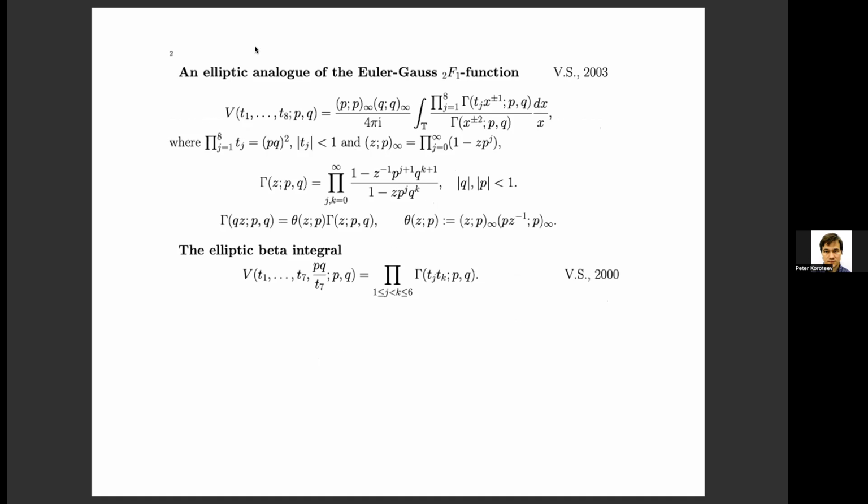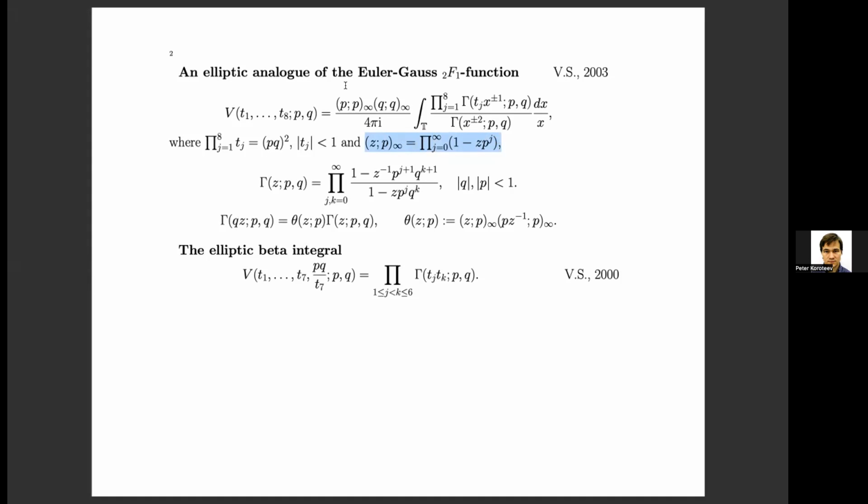Okay, I would like to start from an elliptic analog of the Euler-Gauss function, which has the following form. It is an integral over the unit circle, in the opposite direction, of the product of 16 elliptic gamma functions in the numerator and 2 elliptic gamma functions in the denominator. And this is just some normalizing infinite product, and the definition of the infinite product is given here.